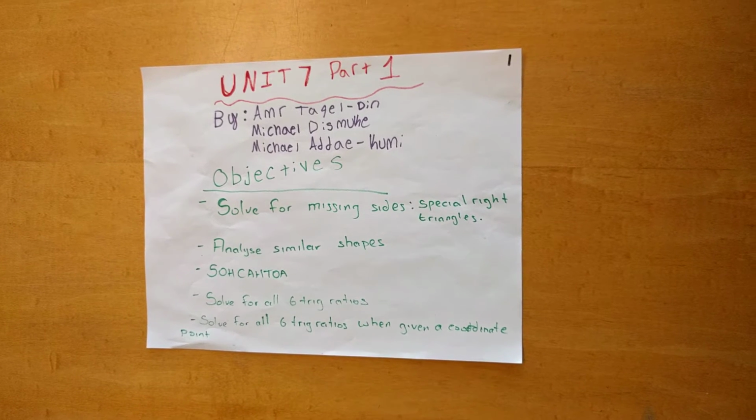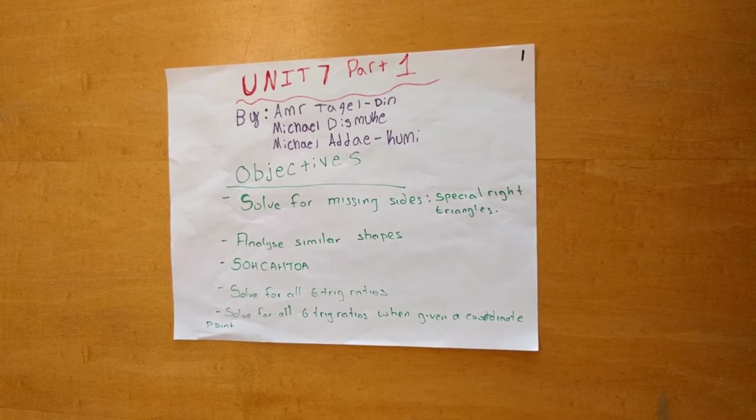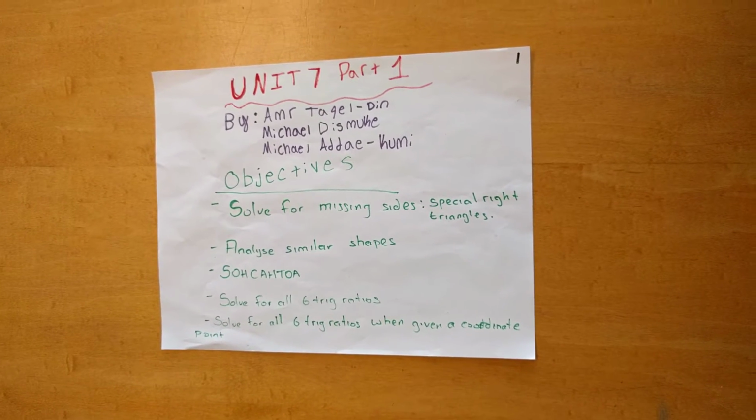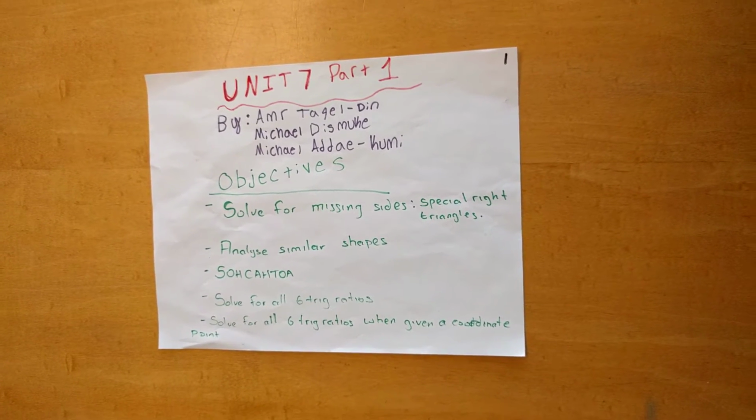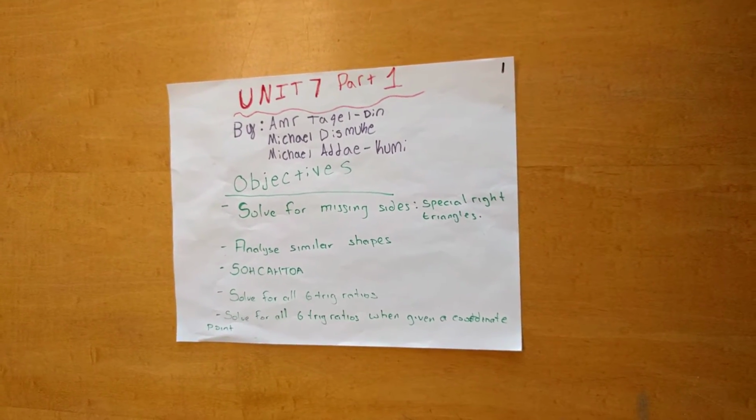We're looking at Unit 7, Part 1, and our objectives for this unit are to solve for missing sides in special right triangles, to analyze similar shapes, and to use SOHCAHTOA, solve for all 6 trig ratios, and to solve for all 6 trig ratios when given a coordinate point.